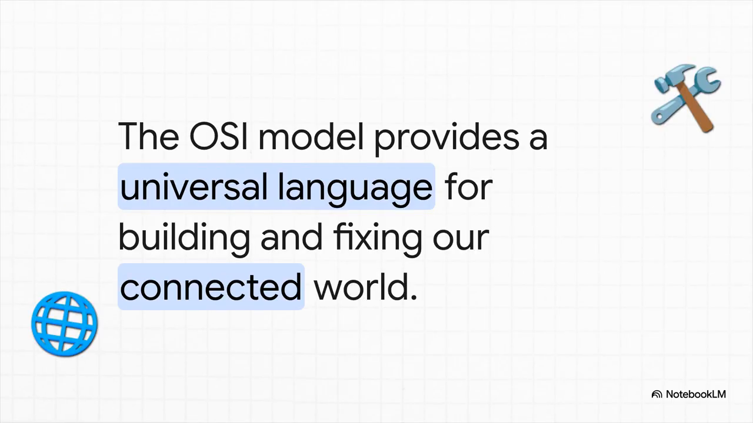And that's really the heart of it. The OSI model is the universal language for our connected world. Without it, we wouldn't have one internet. We'd have thousands of tiny, separate networks that couldn't talk to each other. It's the invisible grammar that makes our global conversation possible.